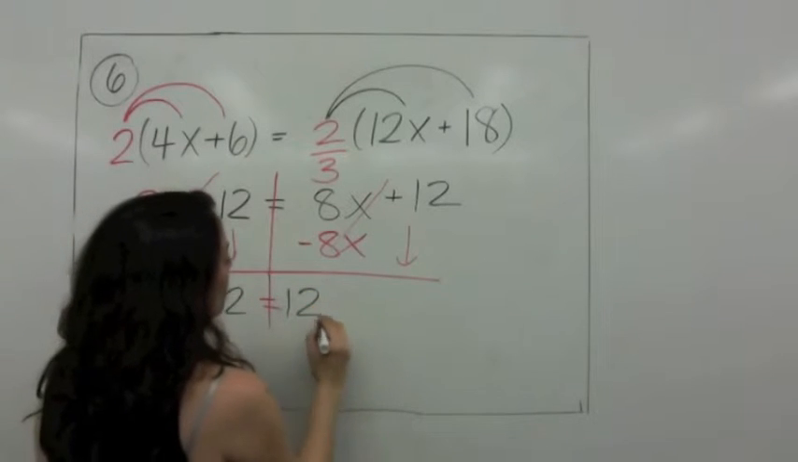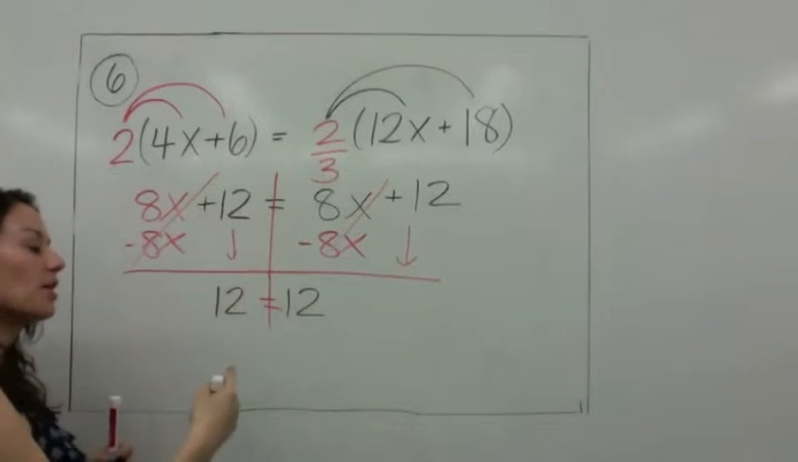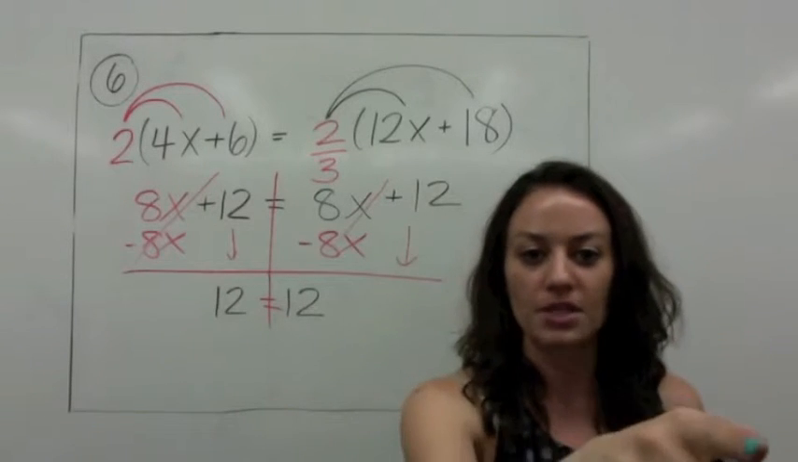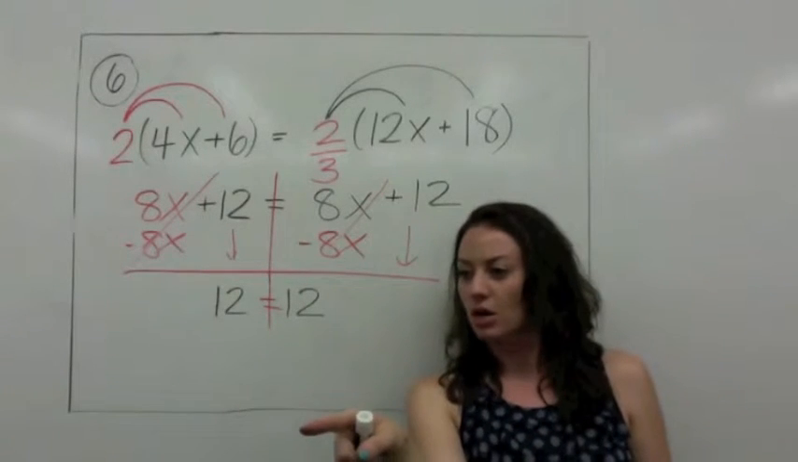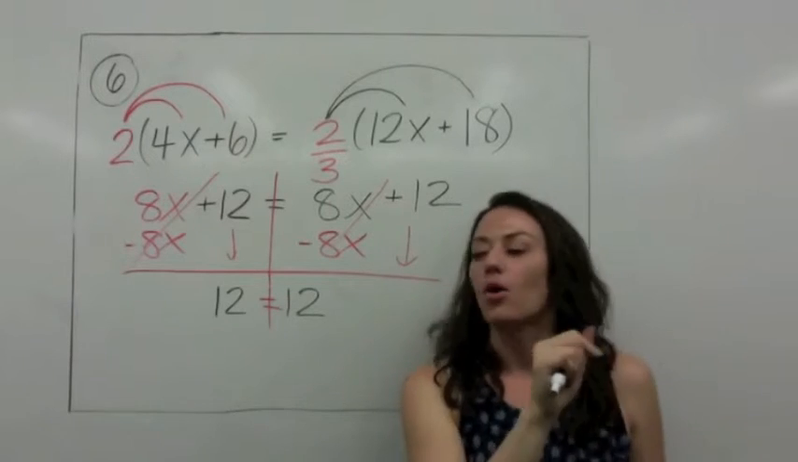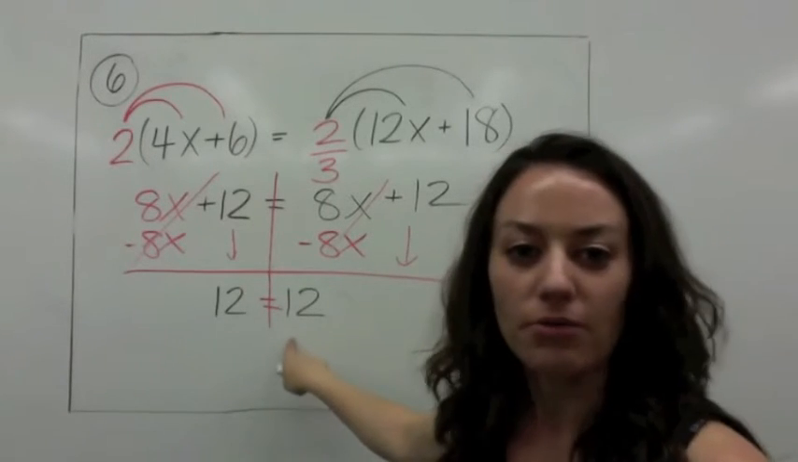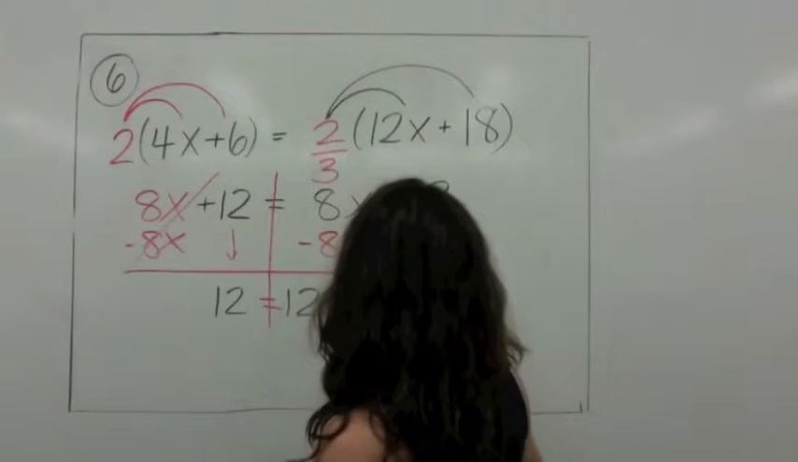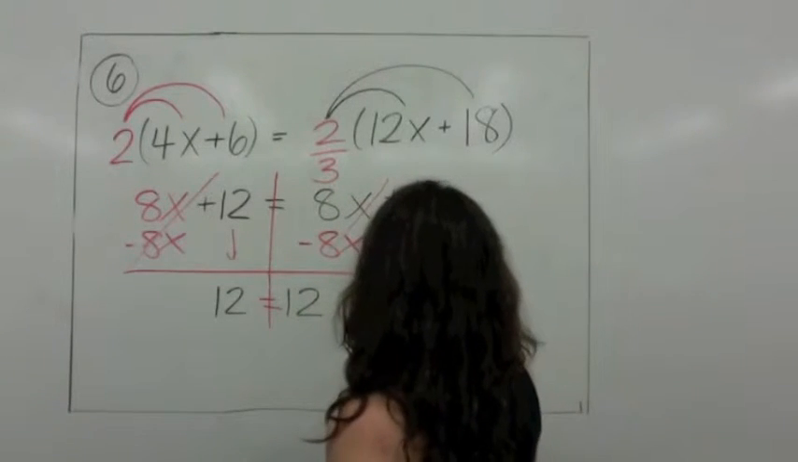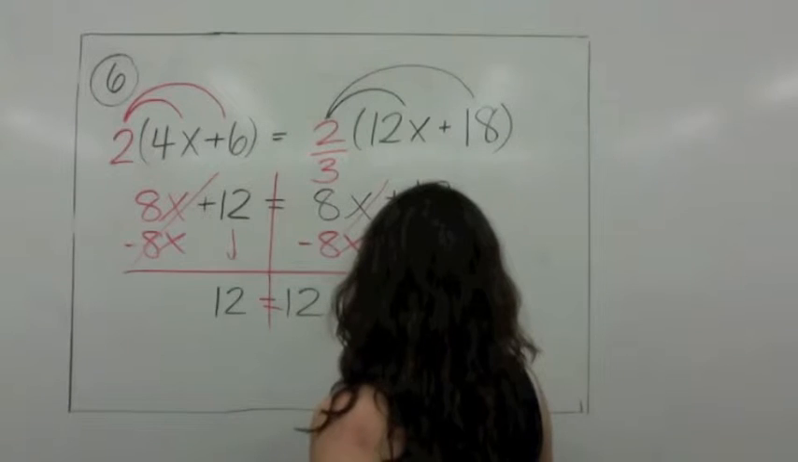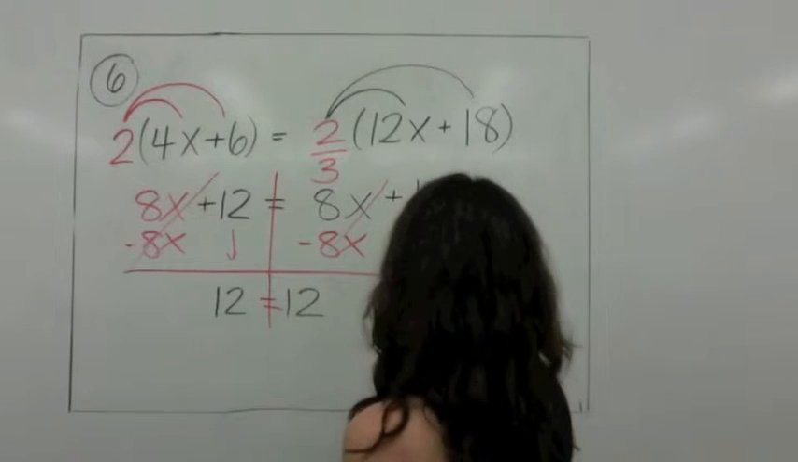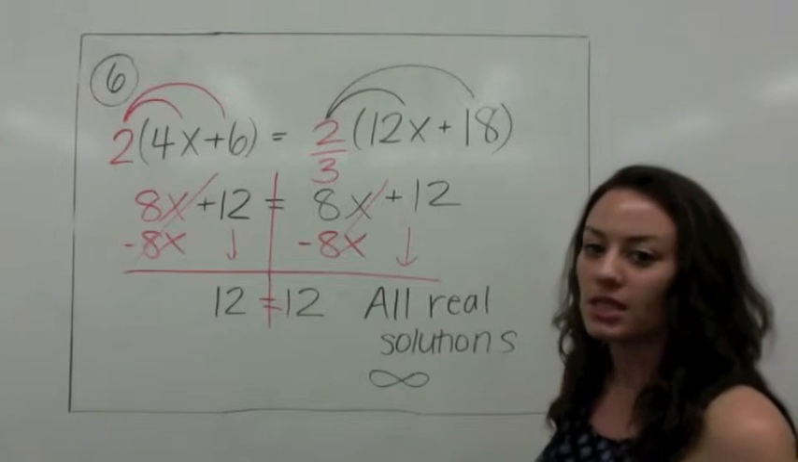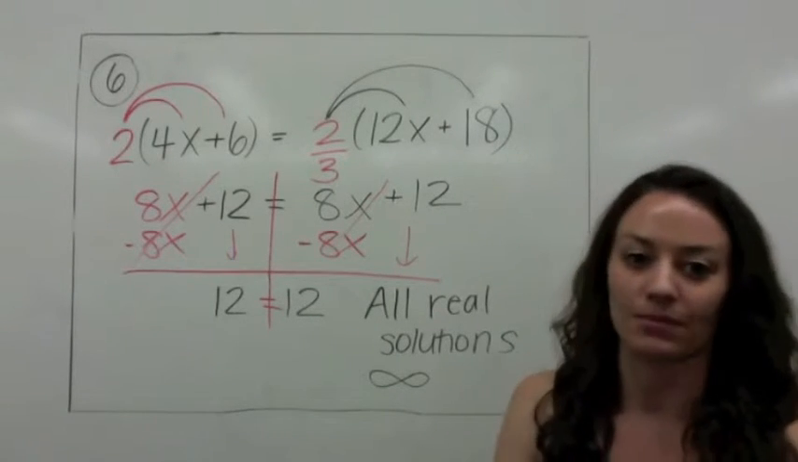All right. So when something like this happens, you have to ask yourself, does 12 equal 12? Is that a true statement? Yes or no? Who thinks yes? Who thinks no? Who's asleep? Okay, so 12 does equal 12. And in this situation, our answer is what? All real solutions. And you also abbreviate this as infinite solutions, right? There's an infinite number of solutions that is going to work for x.